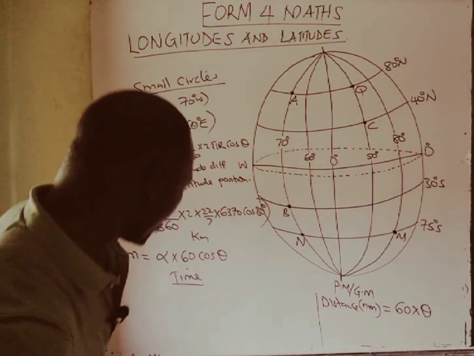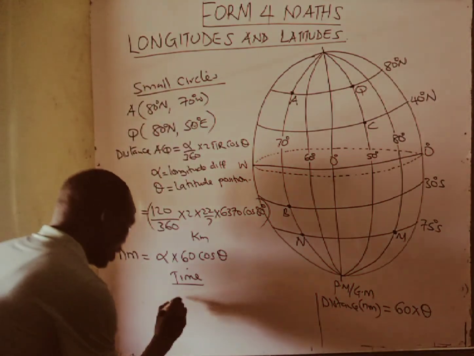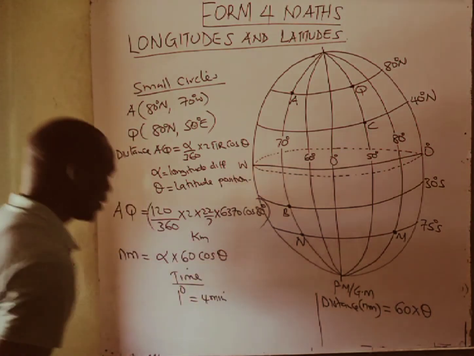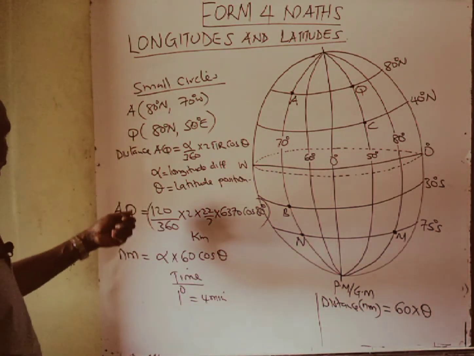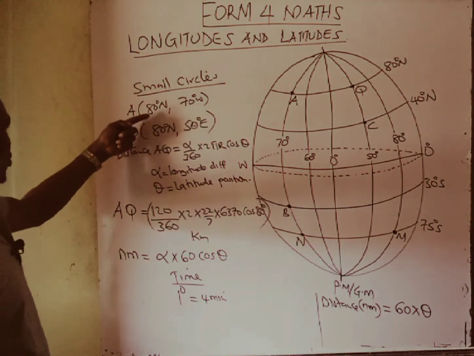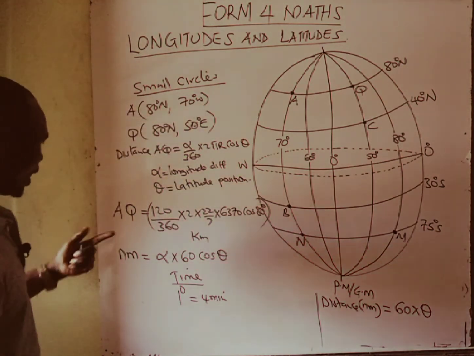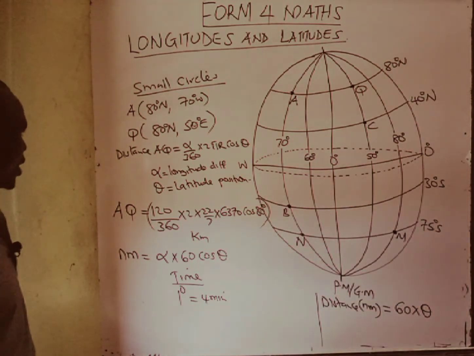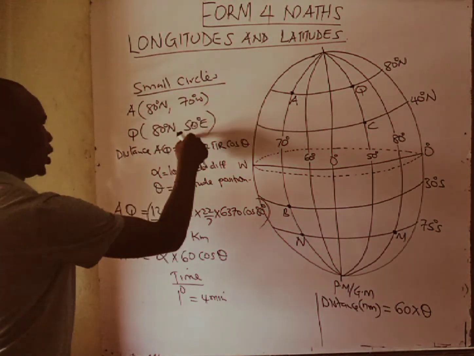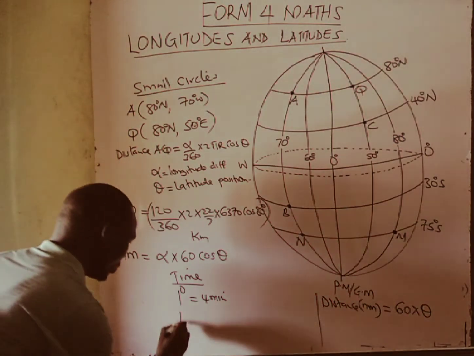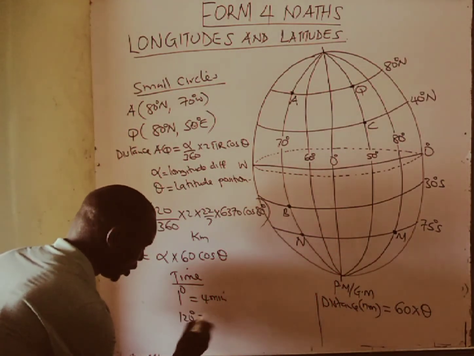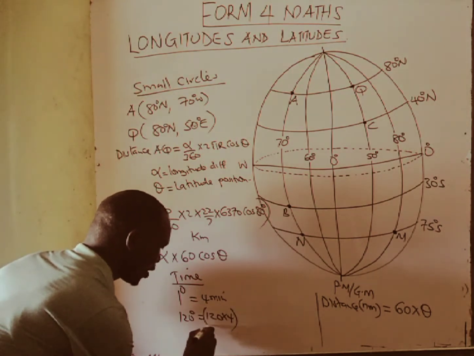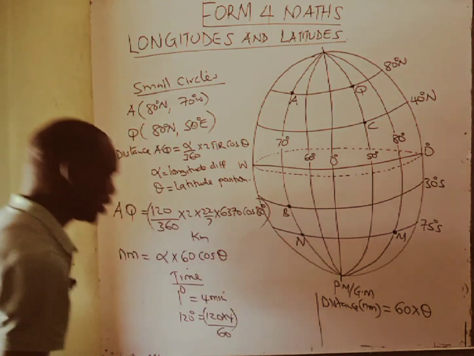We can always use this equivalent: in every 1 degree, the earth takes 4 minutes. In this case, if we were supposed to calculate the time difference between A and Q, we ask ourselves, if 1 degree goes for 4 minutes, what about 120 degrees? 120 degrees will be equal to how many minutes? It will be 120 times 4 minutes. Then you divide by 60 to change them into hours.